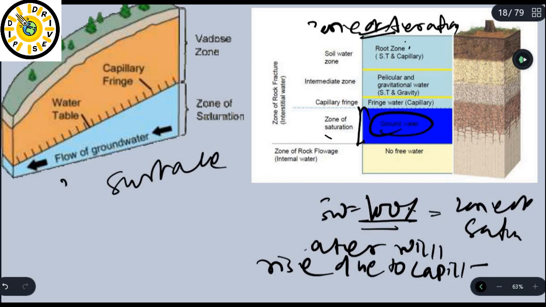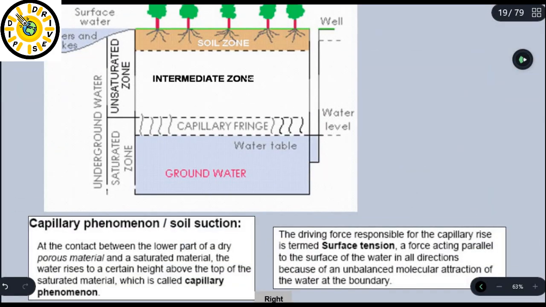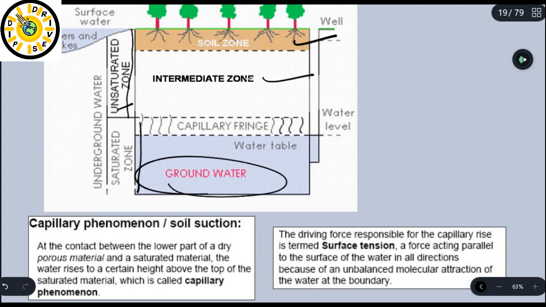First let me say that the zone of saturation is completely filled with water, because all the void space is completely filled with water. That is called groundwater. Groundwater is only present in the zone of saturation, not the whole subsurface. And this whole zone is the zone of rock fracture, called the rock flowage. There will be no free water or internal water there. This is all about the profile of the groundwater. So this is the soil zone, this is the intermediate zone, this part is the unsaturated zone, and this part is the saturated zone in which the groundwater is present.